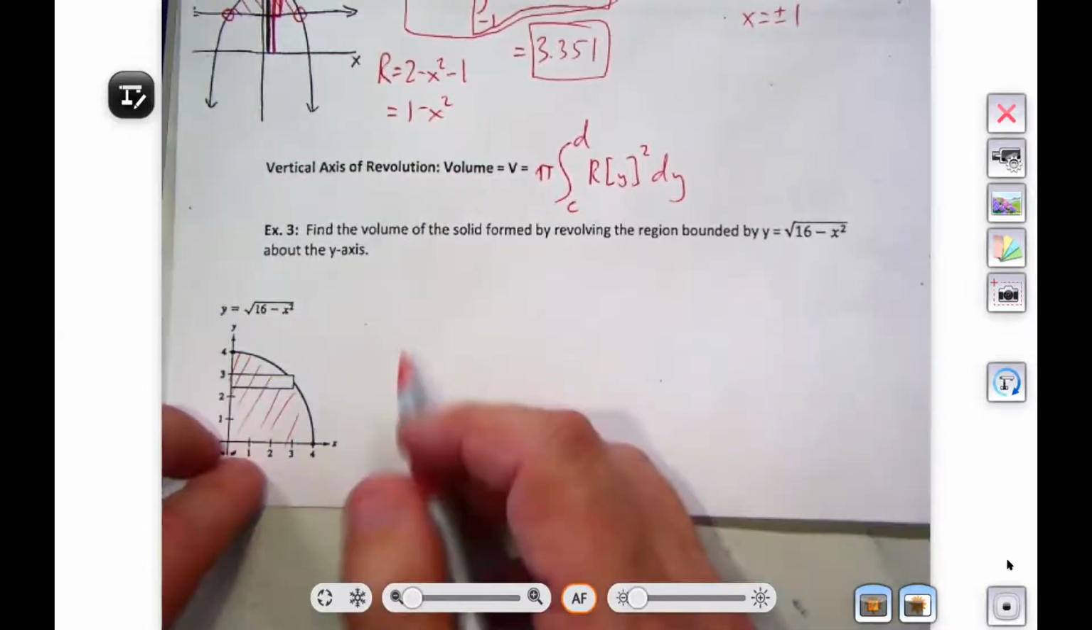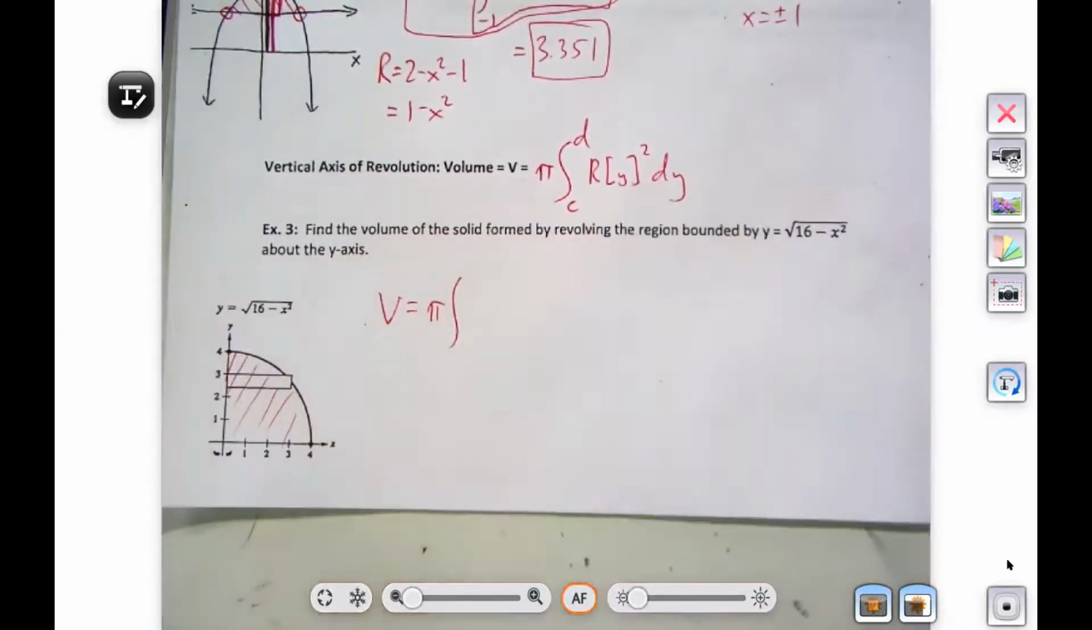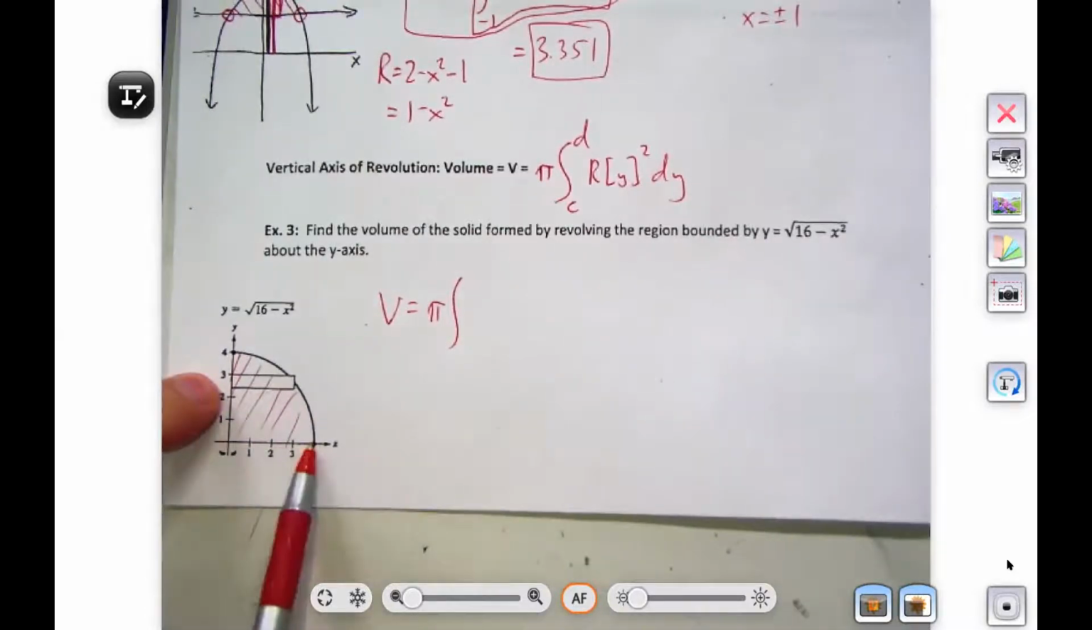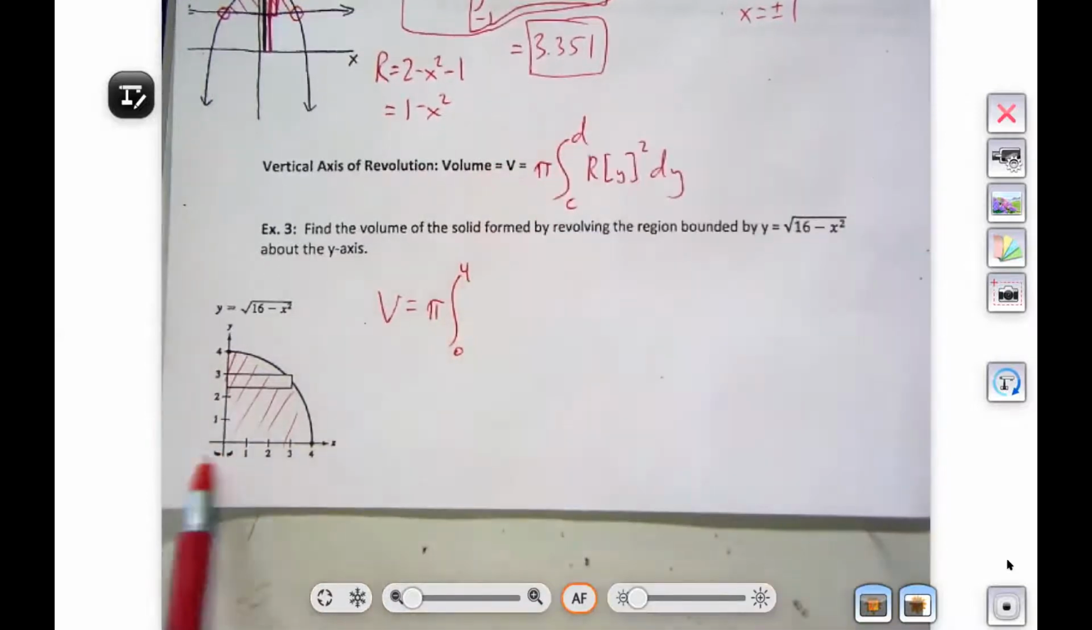Okay. All right. So our volume is going to be pi. Now, this is not the best problem to emphasize the limits of integration, but we're integrating from the bottom to the top because we're in terms of y values. So our bottom is going to be 0 all the way up to 4. The reason it's not ideal is because you could screw up and use the x values and get the same limits on this one.